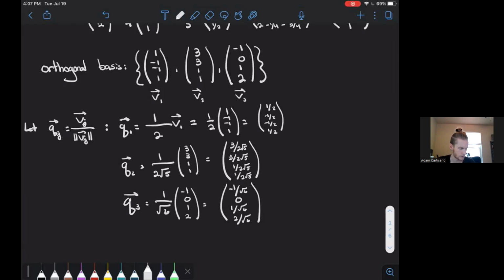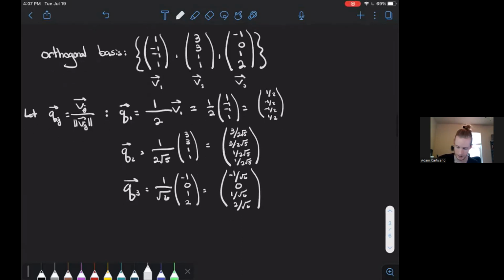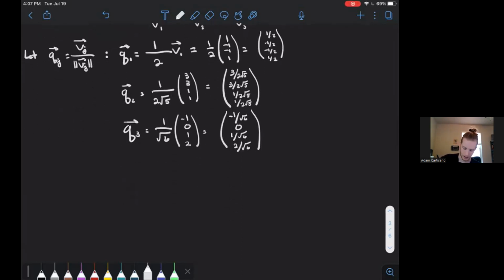Oh, I just looked down. The book rationalizes the denominators. I mean, we probably should too, but I'm not going to. Thus, orthonormal basis.